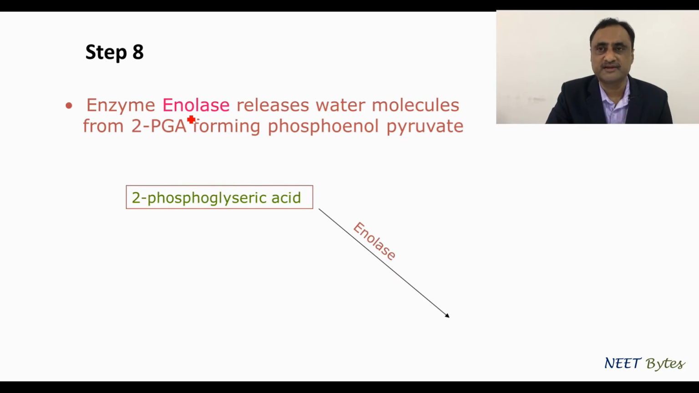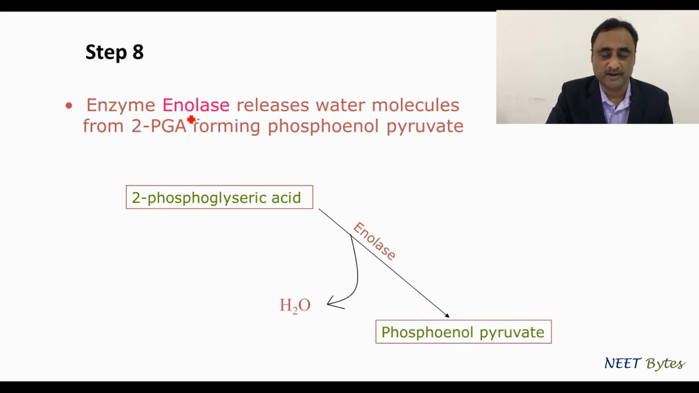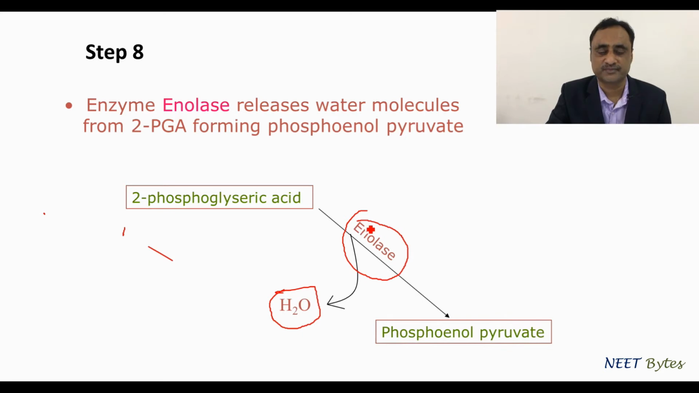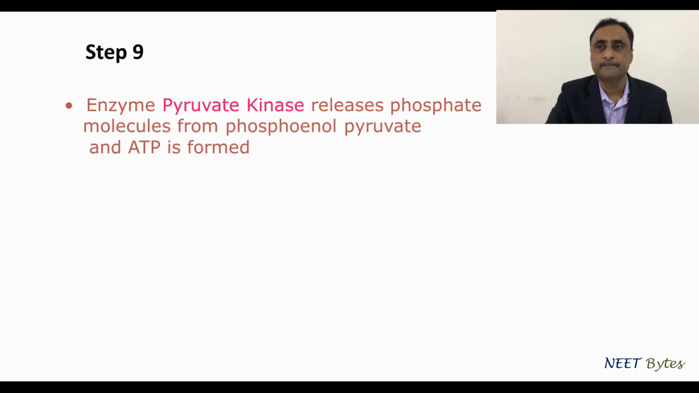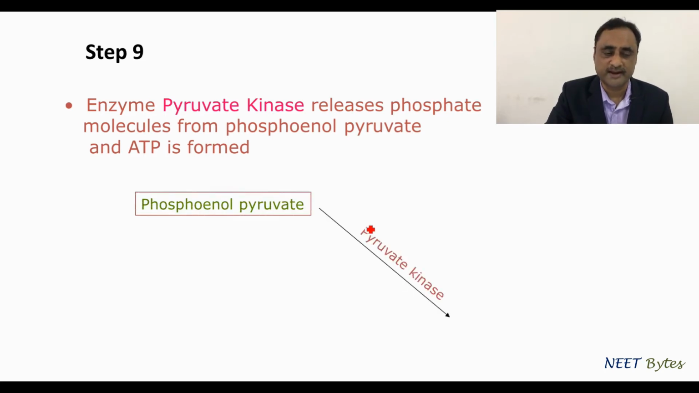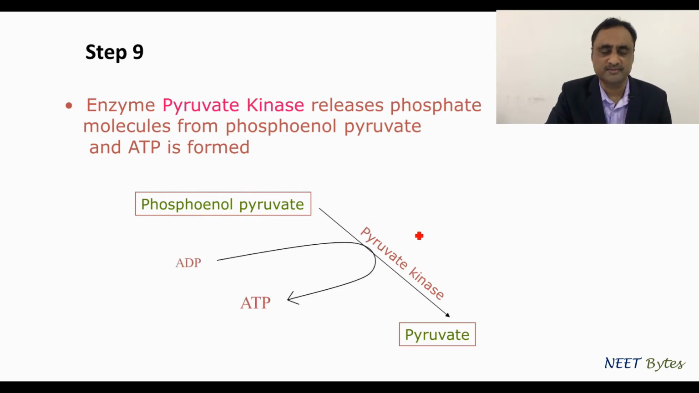In step number 8, 2-phosphoglyceric acid gets converted into PEP, or phosphoenol pyruvate. Mind it, this reaction is known for the release of a water molecule, and the enzyme utilized is enolase. Now this phosphoenol pyruvate in the final step gets converted into pyruvate, and as a result 1 molecule of ATP is again released. Here also the enzyme is a kinase, pyruvate kinase. In that way we see our final product, pyruvate, is formed, right?